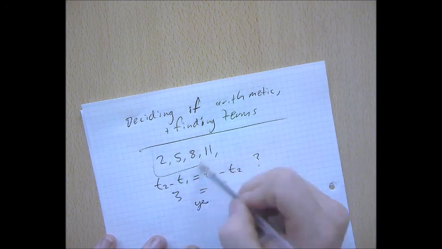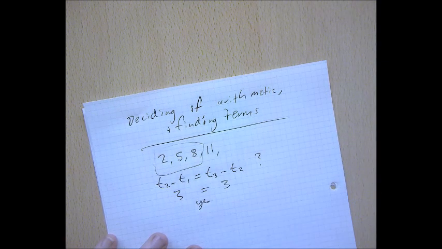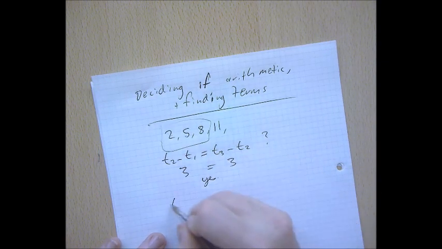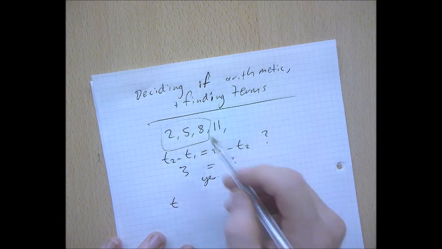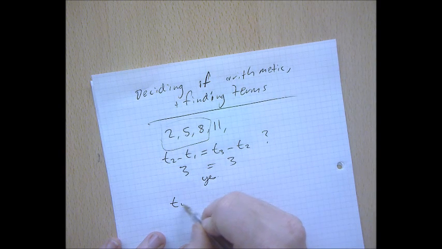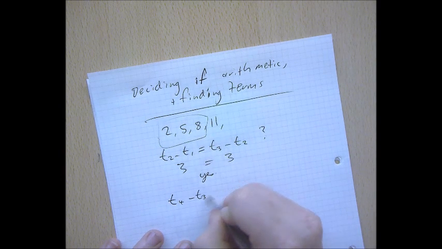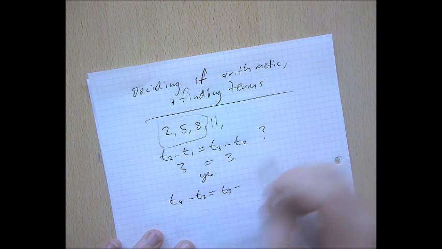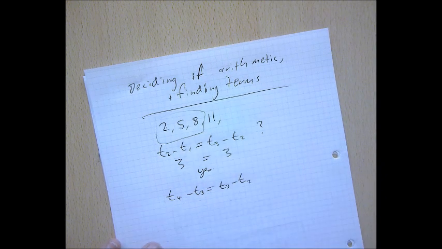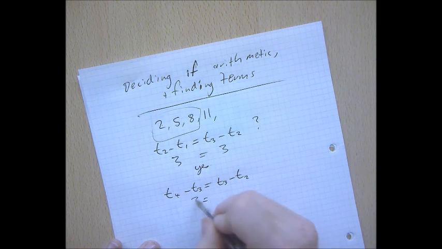Now, of course, that's just a couple of examples. You want to check that in general that it applies. So you want to check also that the fourth minus the third is equal to the third minus the second, which in this case it is as well, because it's 3 in each case.